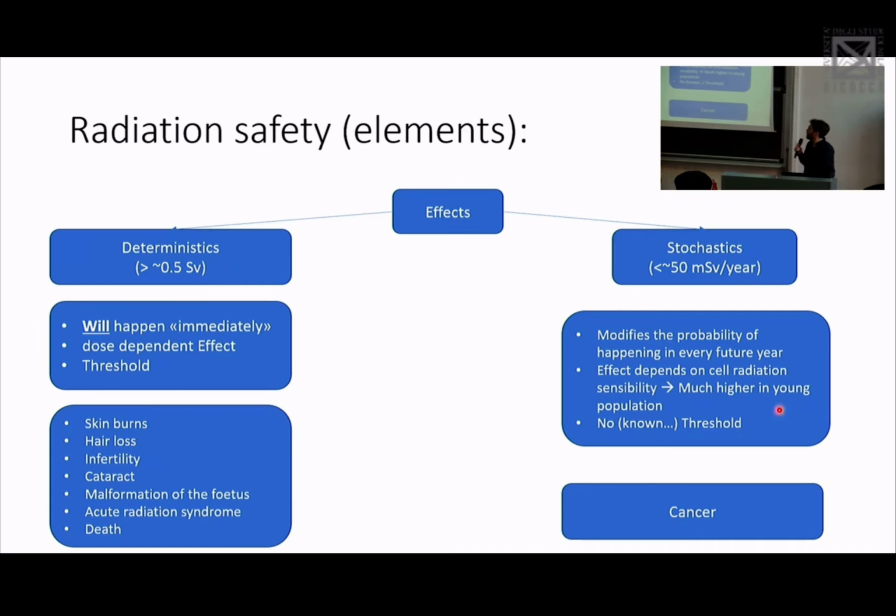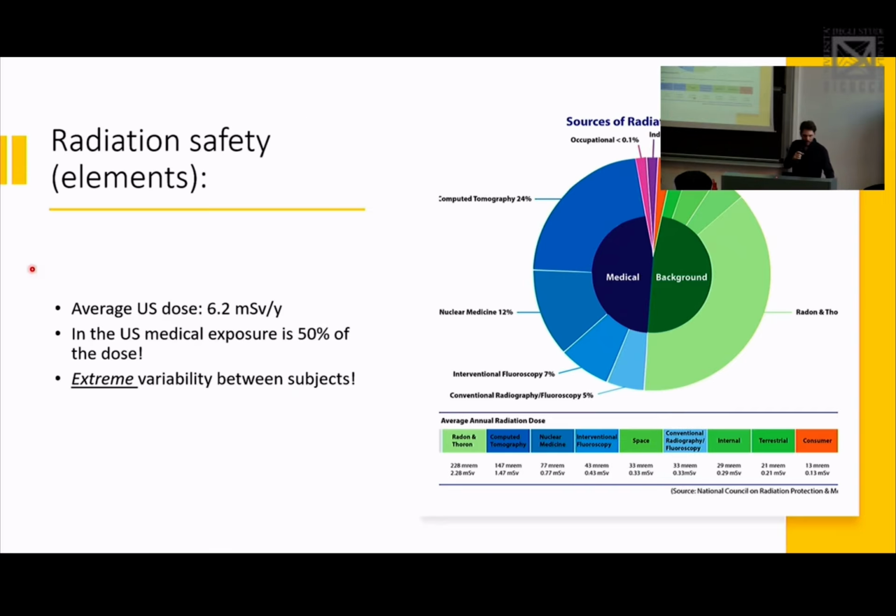And the effects depend also on the sensitivity to radiation of the cells, which, by the way, is much higher in the young population. The younger you are, the more years you have left to live, and your cells are more sensitive. And there is no known threshold for safety. Now, the average radiation dose to an American person is 6.2 millisievert a year.